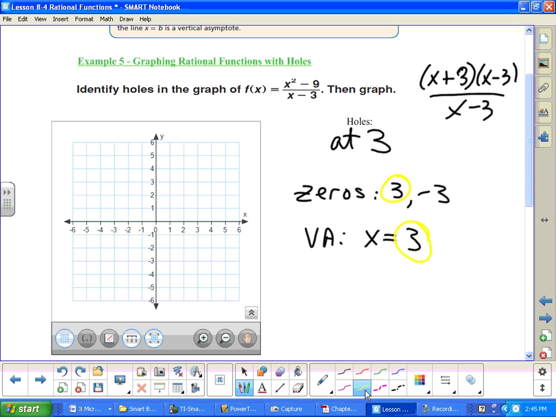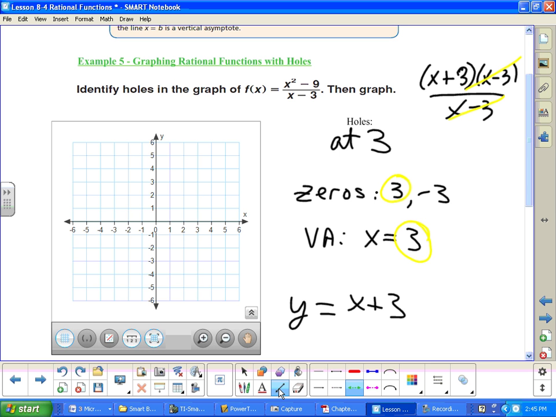So if I cancel these x minus 3's out, I get y equals x plus 3. Well, what's y equals x plus 3? What's the graph of that look like? Okay. That's just a line, isn't it? Okay. With a y-intercept of 3 and a slope of 1. Okay. So all this is the graph of a line that looks like this.